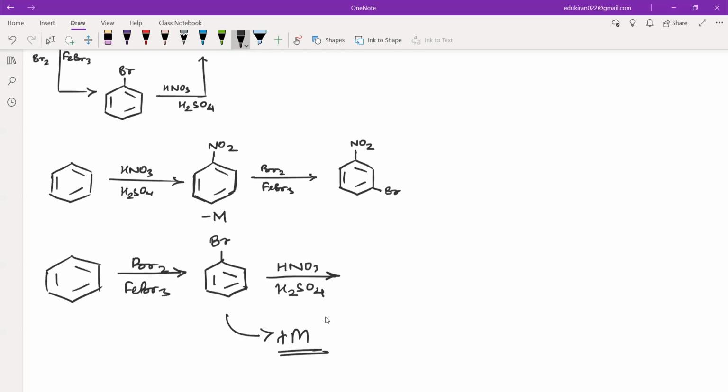Yes, Samira? Sir, I will learn that phrase by heart. By heart that phrase, huh? That's good. Yeah, that's good. Just learn that phrase by heart. It will require a few times. Now, if it is plus M, then it will be ortho para or meta? ये बताइए. Plus M होगा तो क्या होगा? Ortho para. Very good. Ortho para. So Br, and I will get NO2 here.